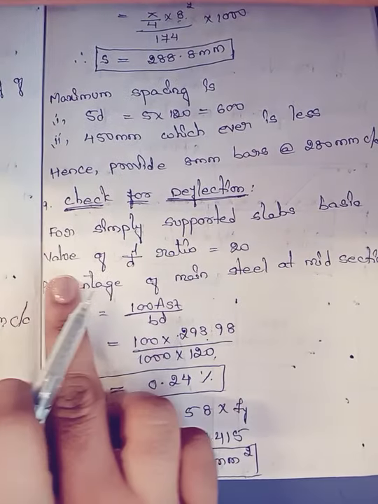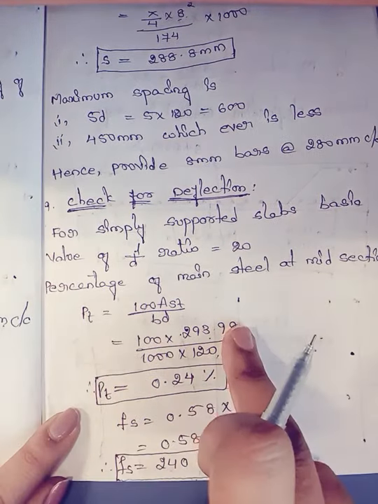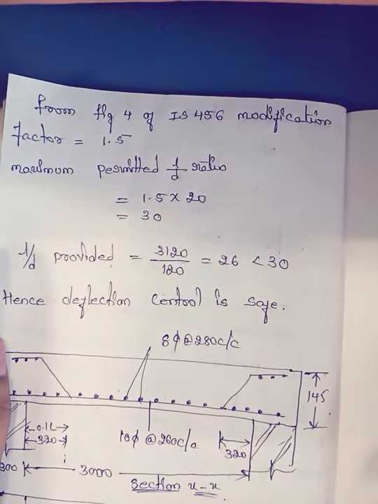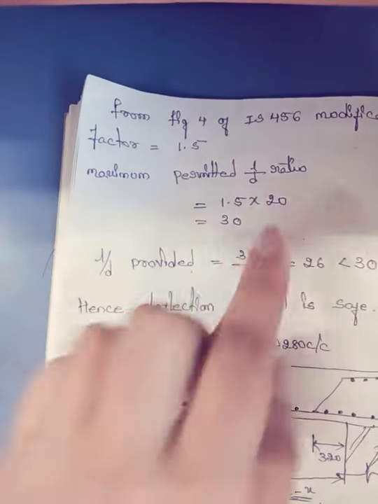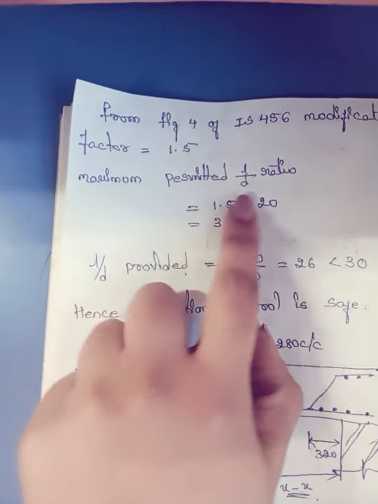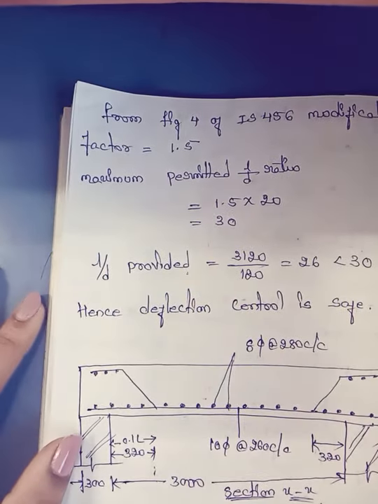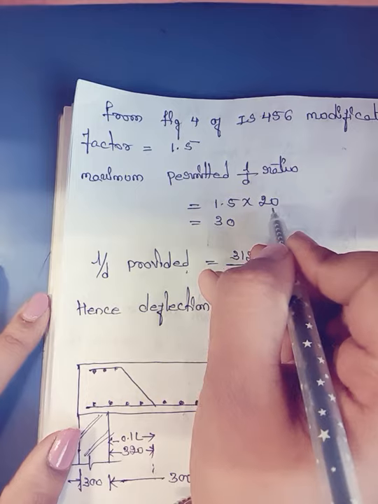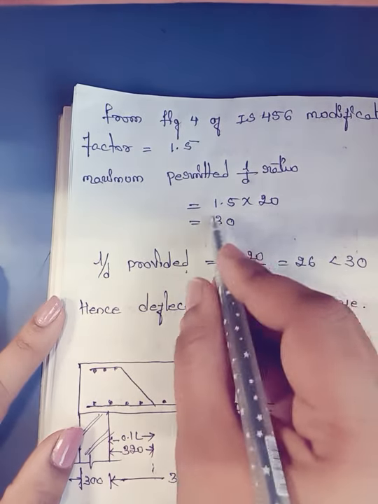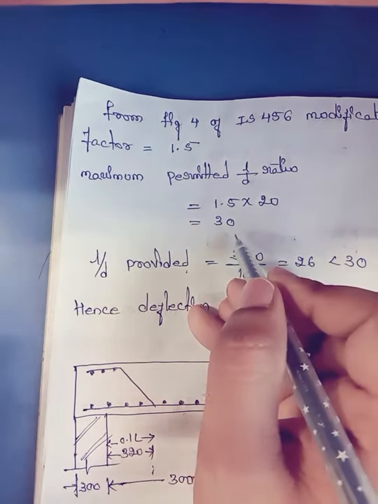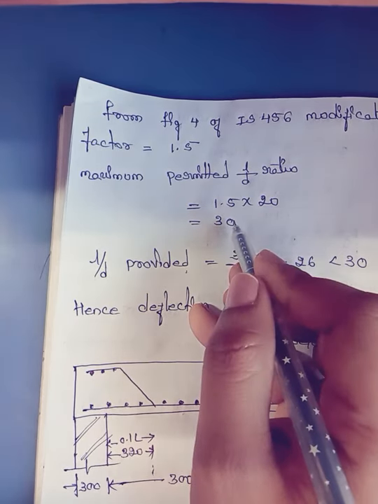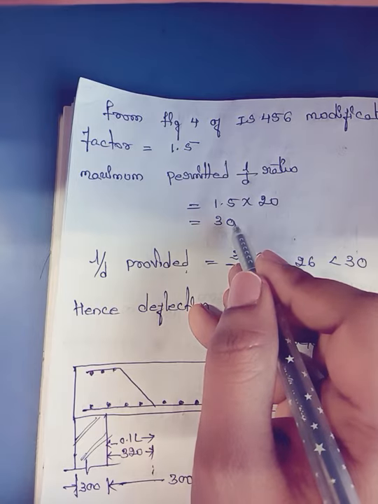Let me clarify this once again. What we are doing here is finding PT and finding fs. Based on these two values, we are finding the modification factor. From figure 4 of IS 456, the modification factor is 1.5. So the maximum permitted L by D ratio is equal to 1.5 into 20, modification factor into the ratio 20. So it is 30. The maximum permitted value is 30. Now, if what we are providing is less than this, then it is safe. If it is greater, it is not safe, and we need to increase and do the problem again.